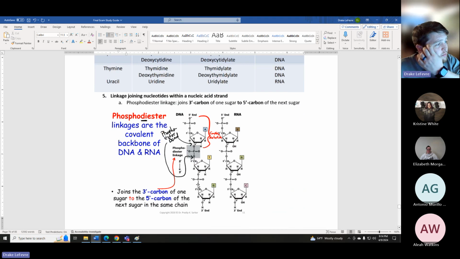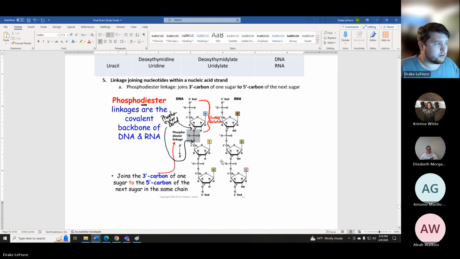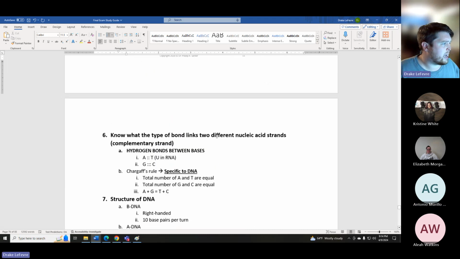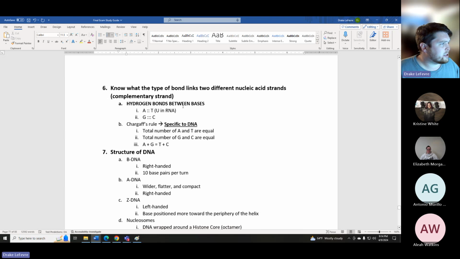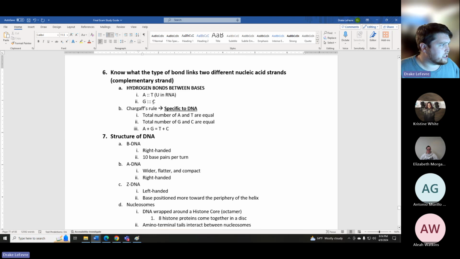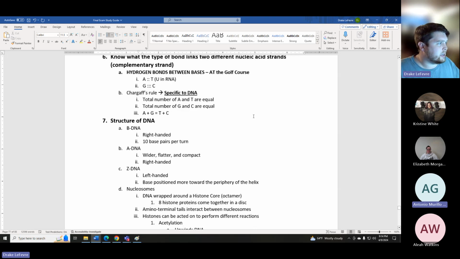So this is all about the building structure. The phosphodiester bonds are what connect the ribose parts of all of our stuff. Still feeling okay through all this? Mm-hmm. Okay, we'll get into the actual stuff. So the hydrogen bonding between A and T and G and C. You have trouble remembering that? It's at the golf course. A goes to T, G goes to C. In RNA, U replaces T.